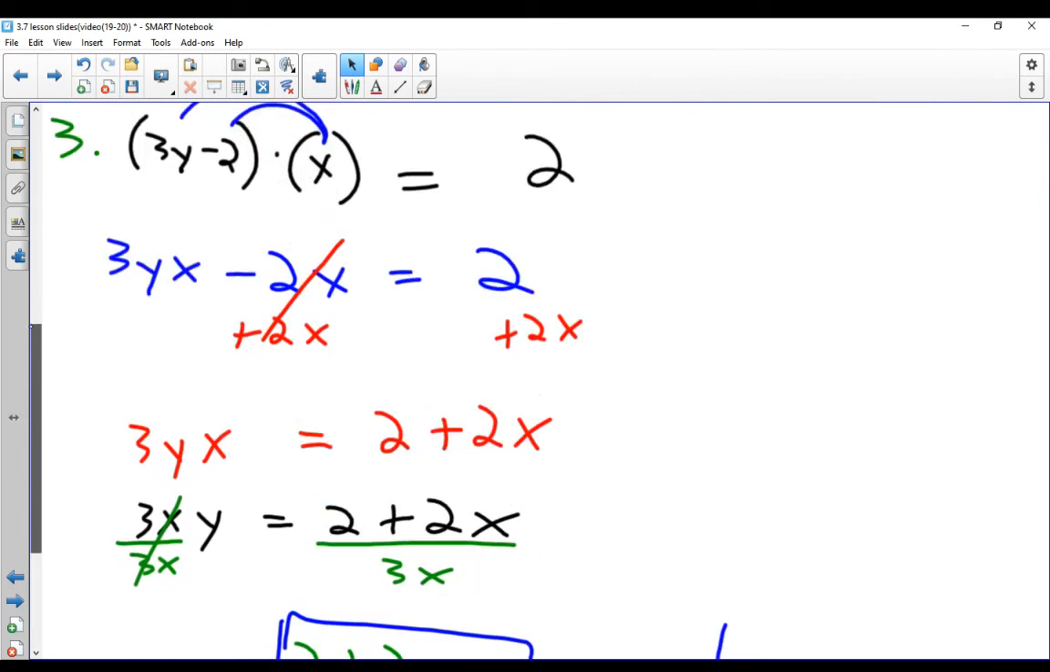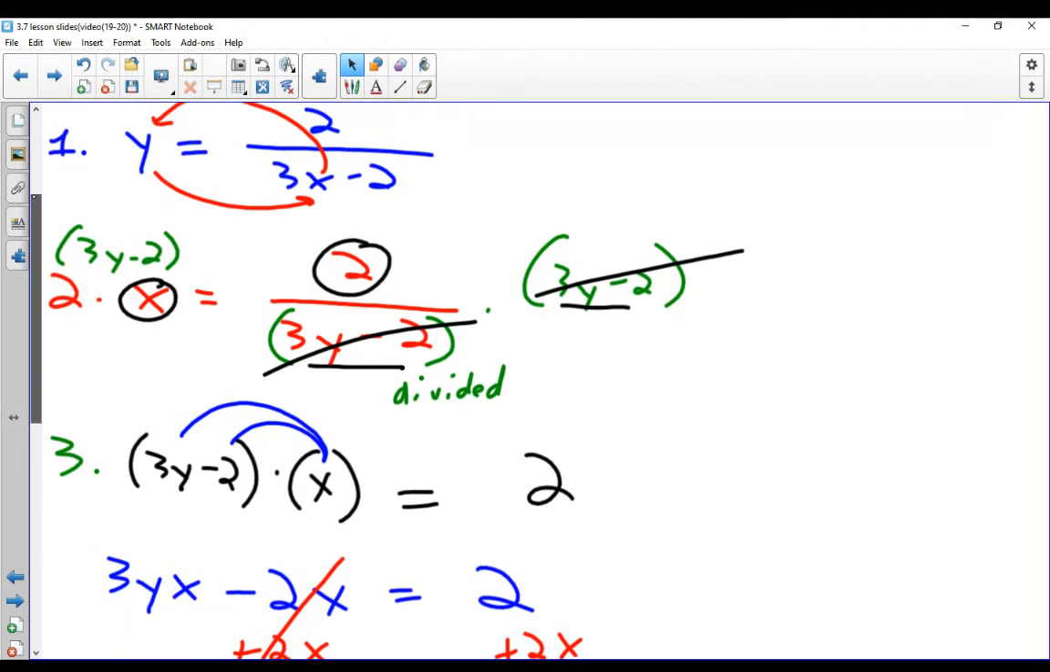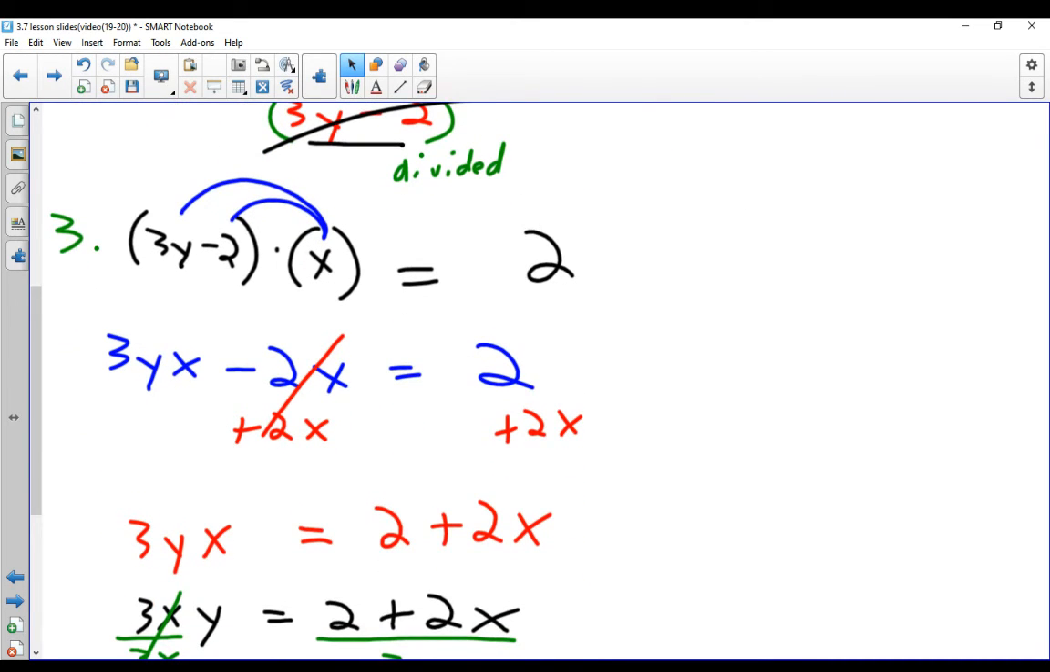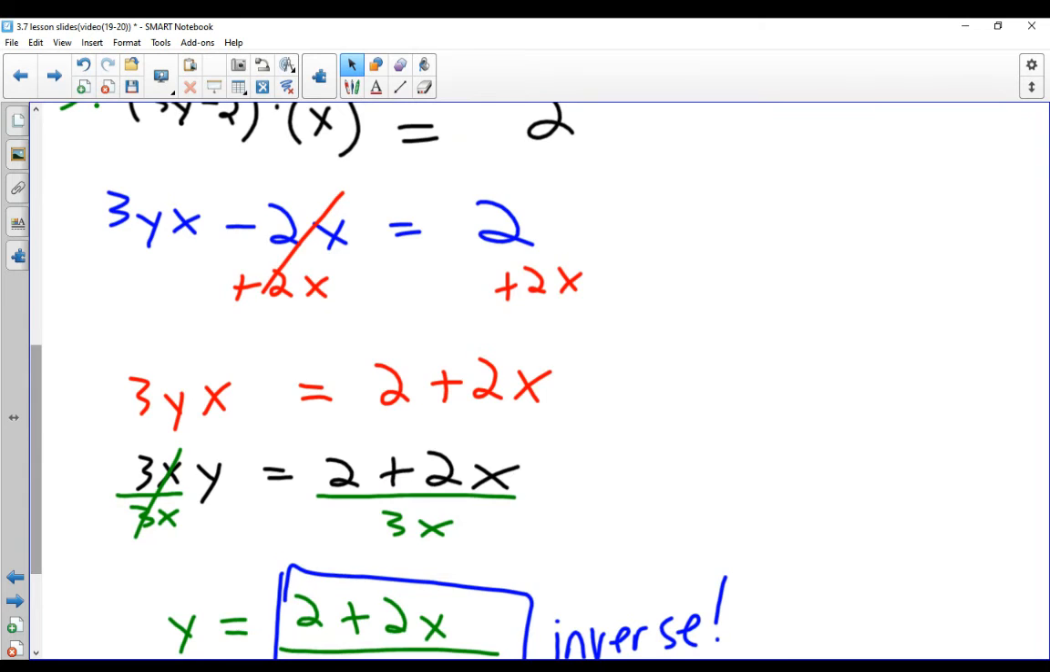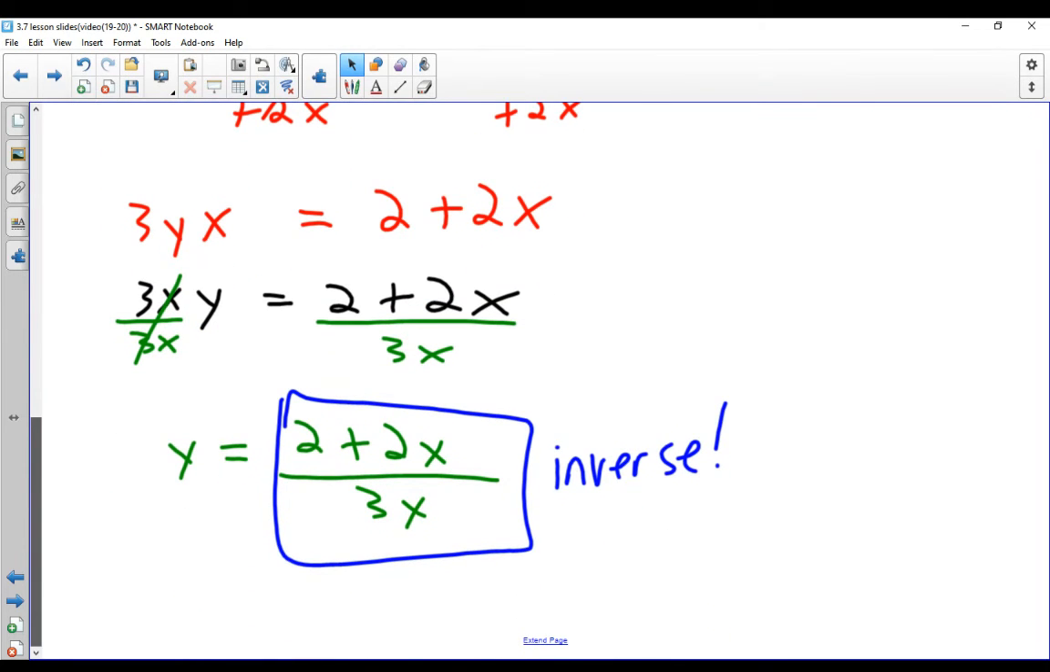So again, for this type of problem, start by making sure your 3y minus 2 is not on the bottom by multiplying to both sides. Then distribute, and then start solving for y, just like we did here. And if you can do that for this problem, it's a piece of cake. Okay, now there's one more problem I want to show you. And well, there's two ways to do it.